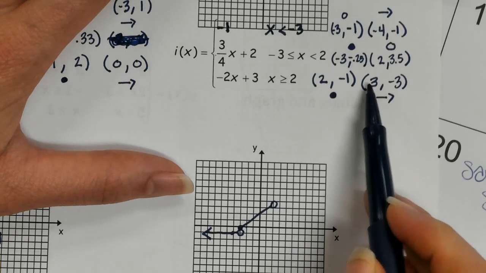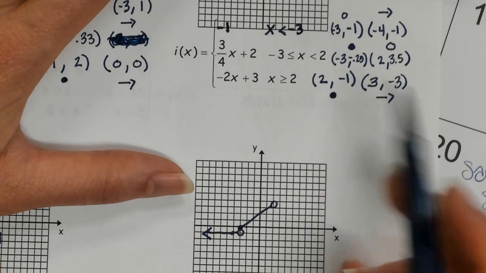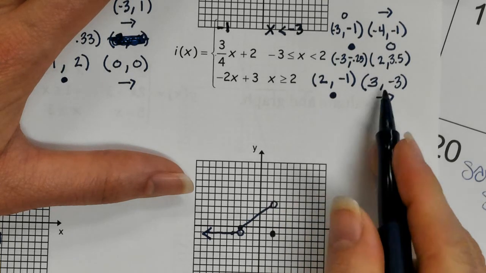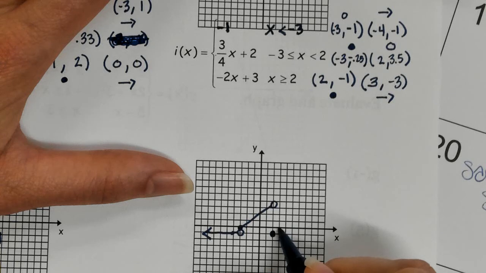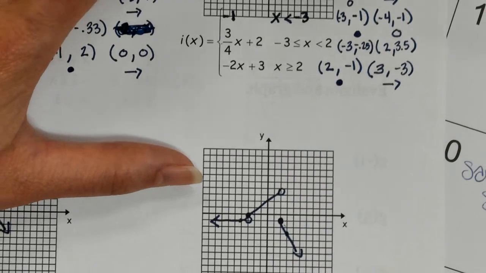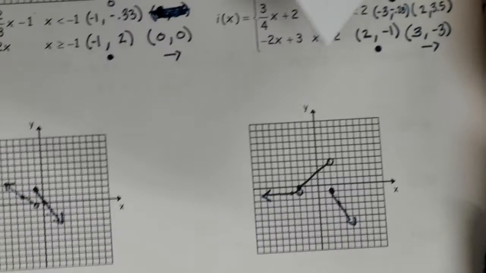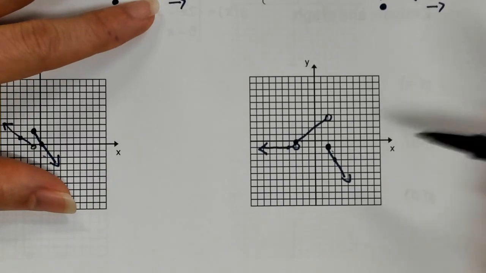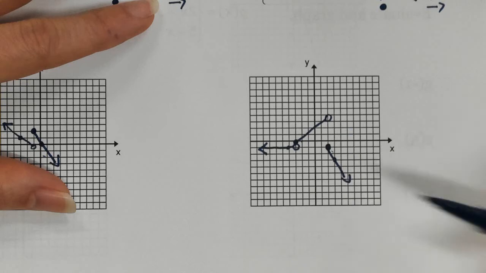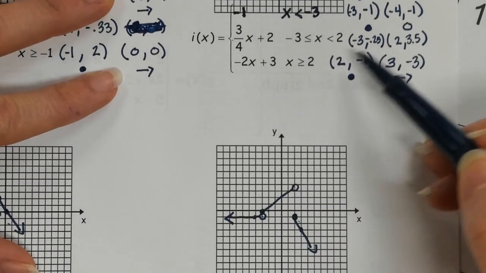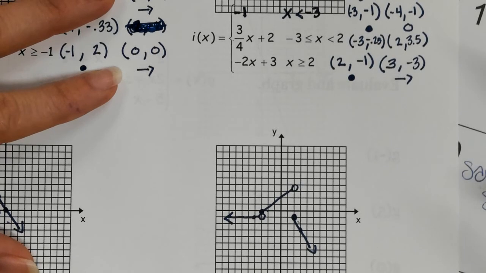So now 2, -1 is a closed circle. 1, 3, -1, 2, 3. That's where my arrow is going. So your graph should look like that. So it has 3 pieces now, because the graph had 3 equations.